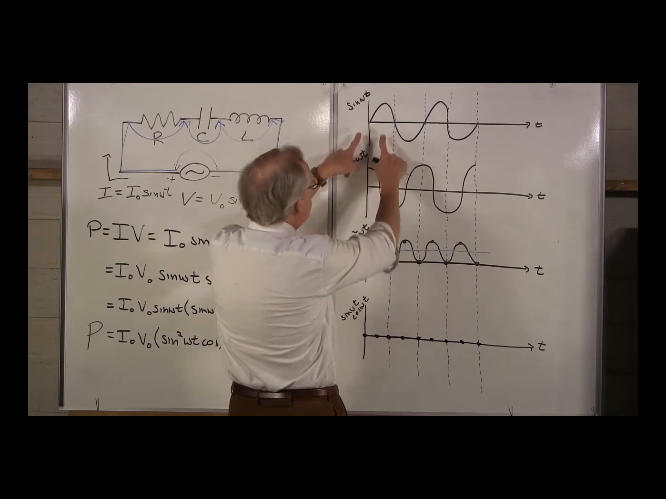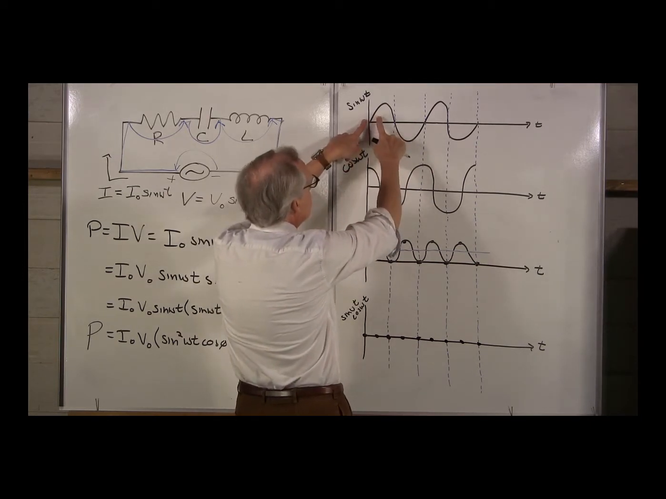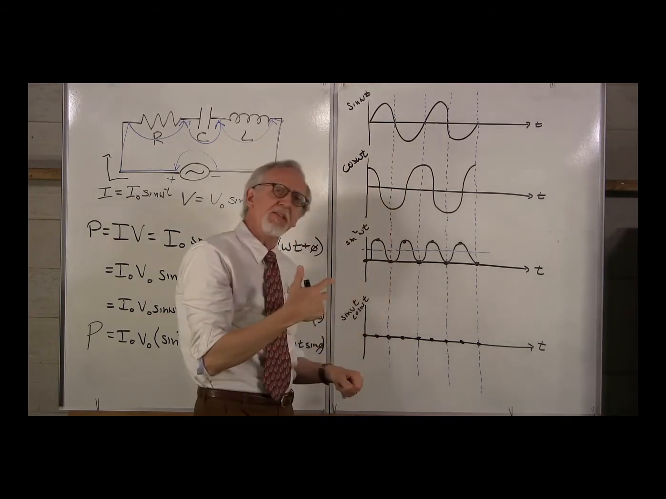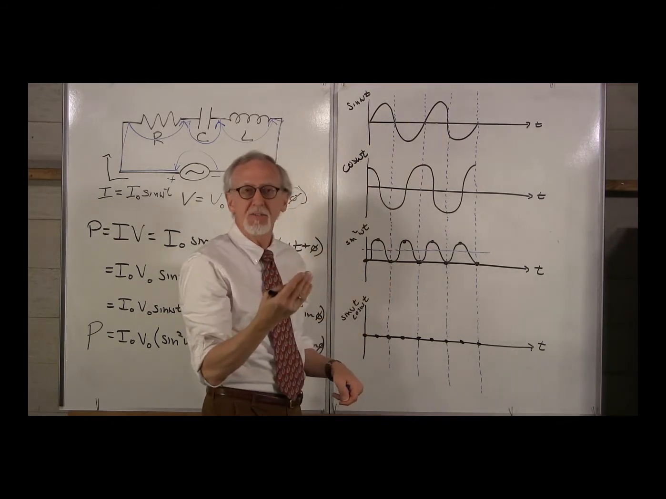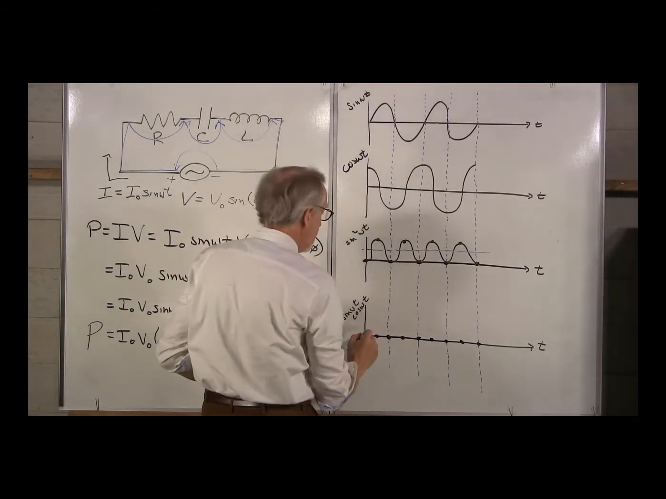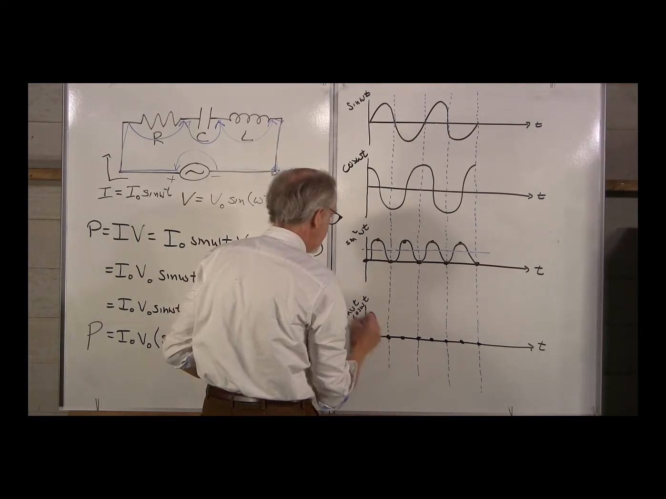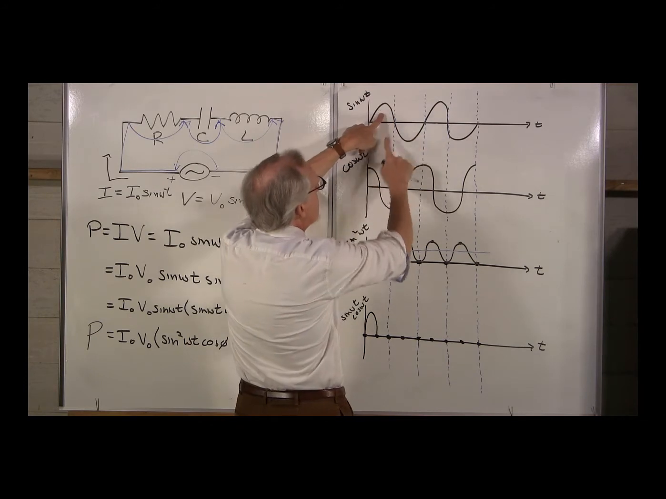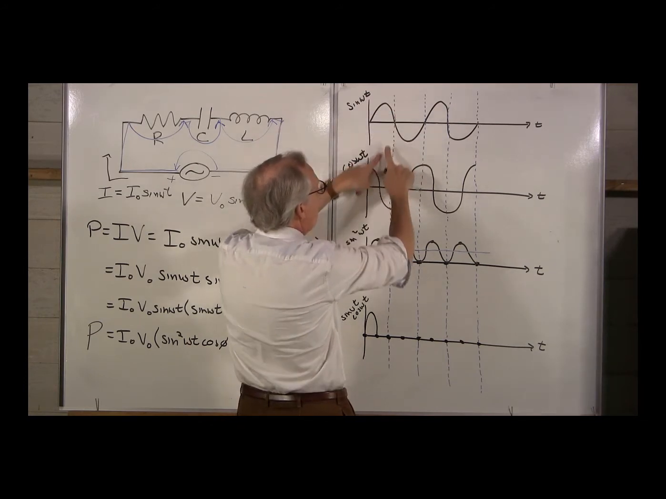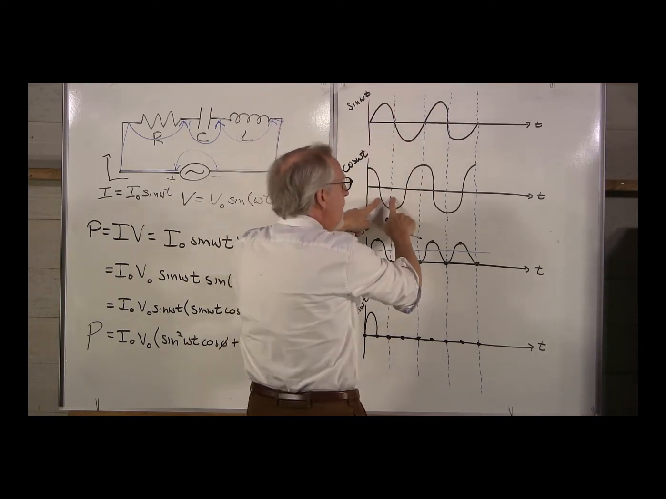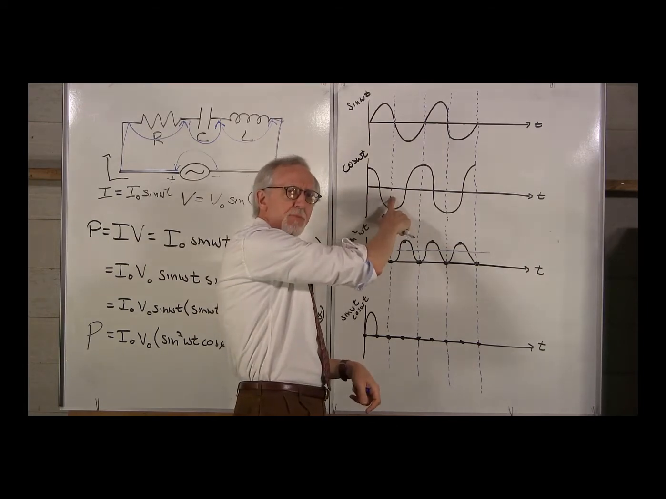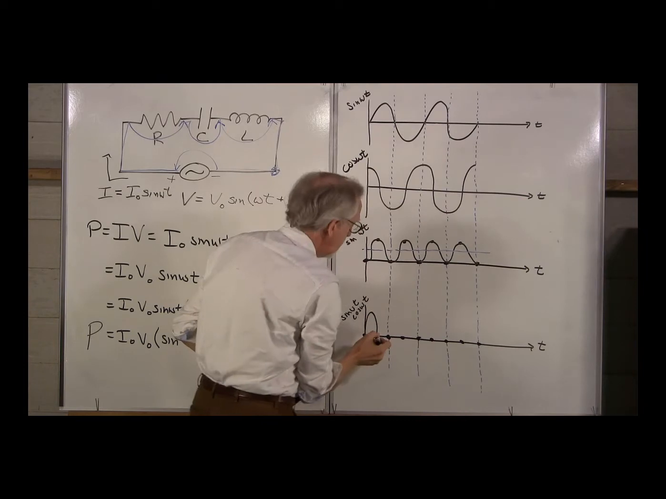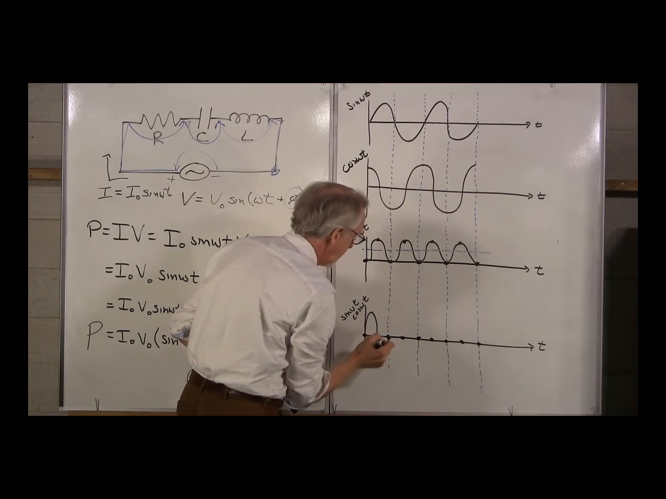So in between here and here, sine is positive and cos is positive. So what is sine cos if both are positive? It has to be positive. So this is going to come up like that. Now over here, from the middle here to this line, sine is positive, but cos is negative. What is sine cos if sine is positive and cos is negative? It's got to be negative. So it's going to go like that.